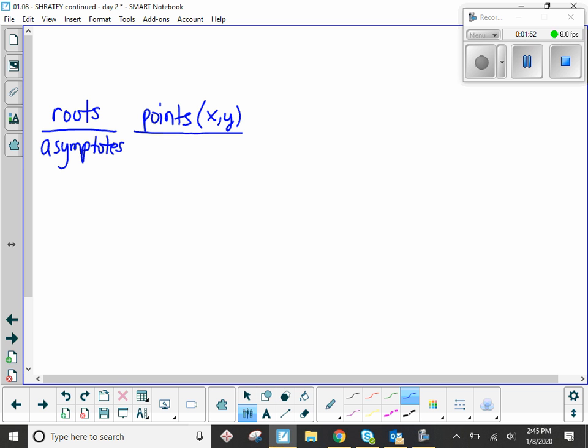What's the stuff on the bottom? Lines, right? Those are asymptotes. So those are lines, and they need to be written like this. X equals some number.